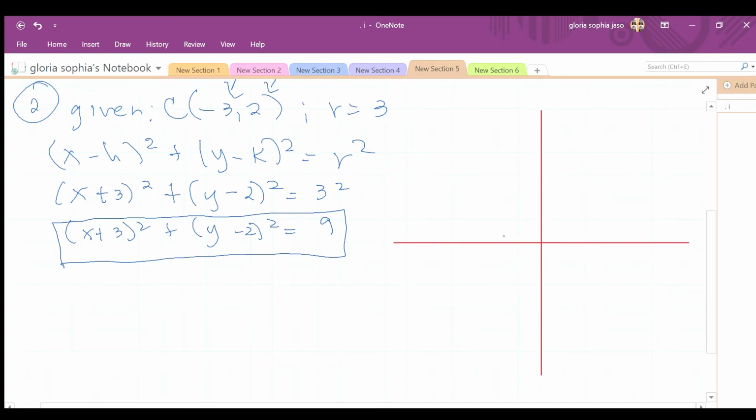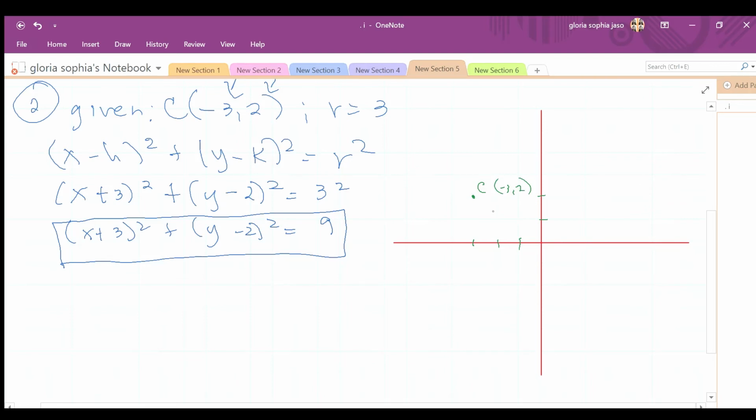So, let's plot the center. Negative 3, 2. So, 1, 2, 3. Then, positive 2. Negative 3, 2. That's the center. Then, next, locate the point.